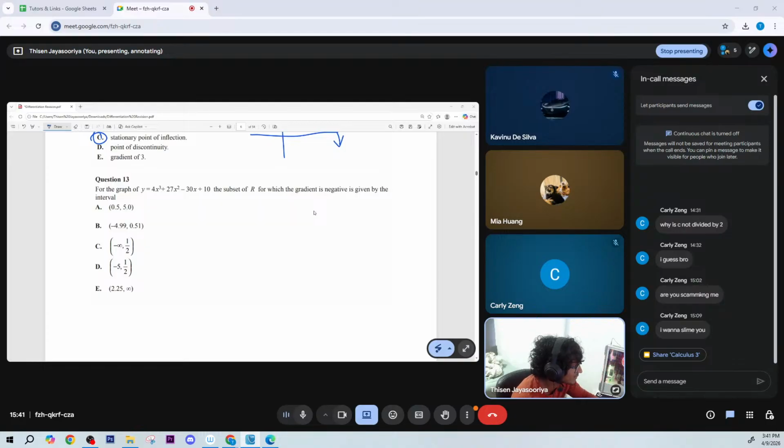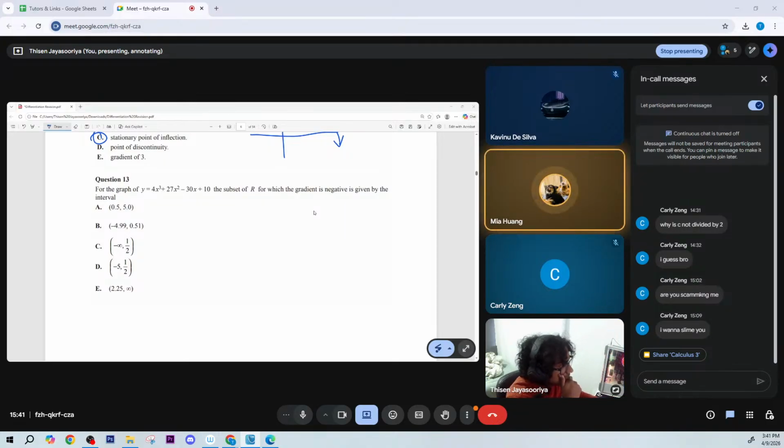So, what did you get for the interval? It's supposed to be when the graph goes down, right? Yeah.